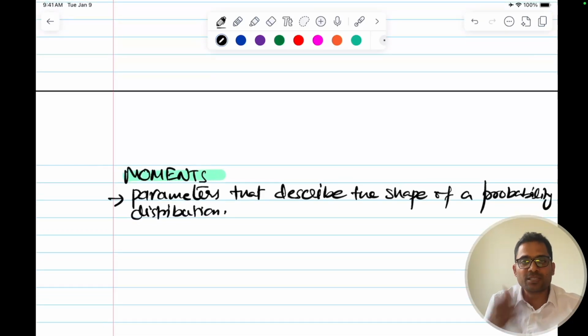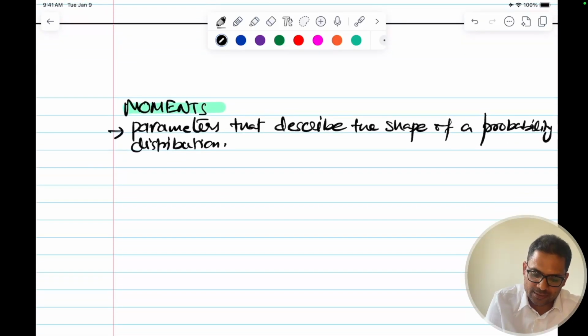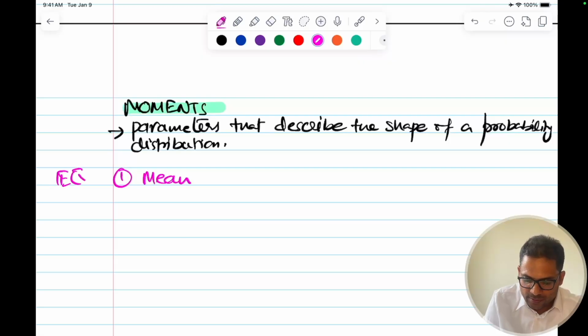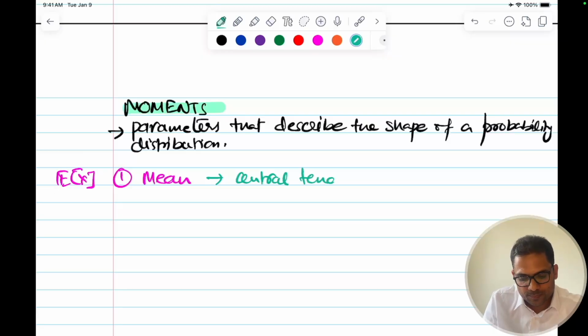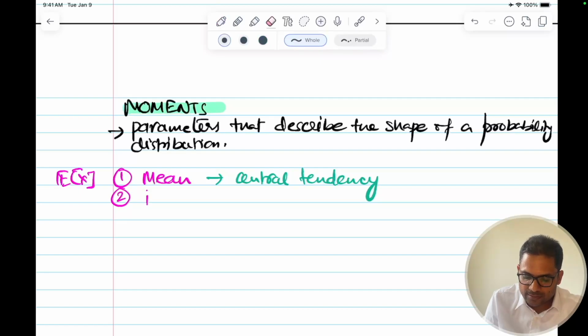What is the first moment? The first moment is the mean, that is expectation of x to the power 1. What does this measure? This measures the central tendency. Where is the center of that whole distribution? This measures the central tendency. Similarly, we know variance.